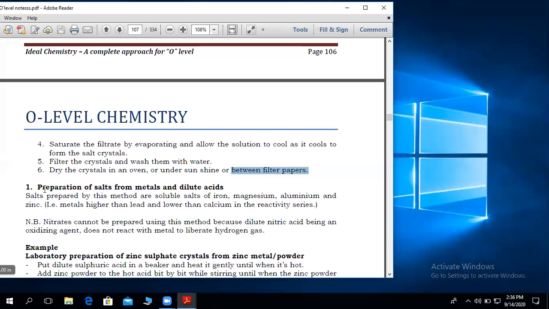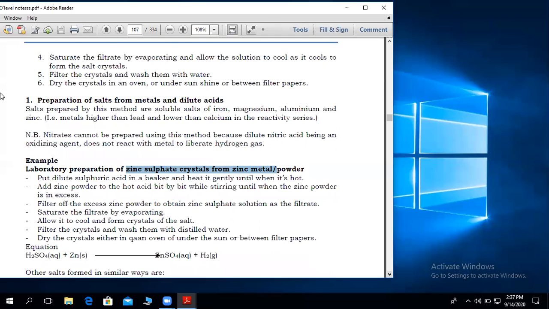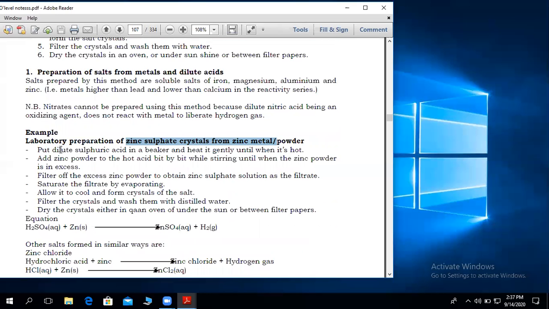Now, we have given an example here. Let's say you want to prepare zinc sulfate from a metal. So what do you do? If you are preparing zinc sulfate, the acid you use is dilute sulfuric acid, because you want a sulfate. You should use an acid that contains a sulfate. Put dilute sulfuric acid in a beaker and heat gently until it is hot. Then when the acid is warm, you add zinc powder, because you want zinc sulfate.